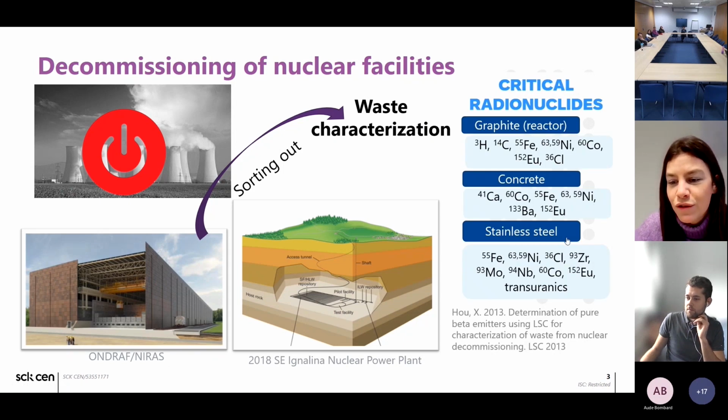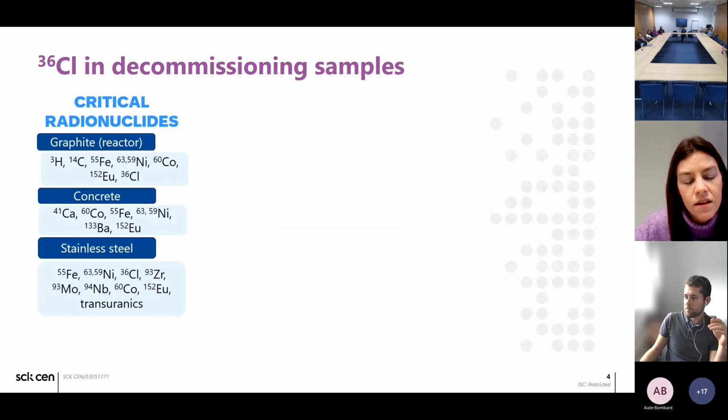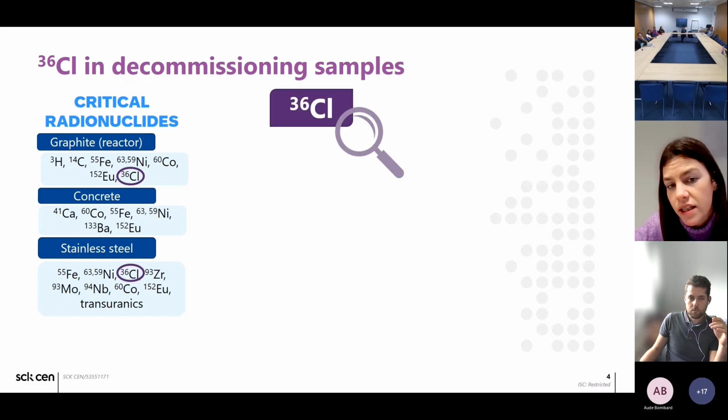And if we go to the literature, we can see that there are some critical radionuclides already reported that must be determined in order to comply with the legislation in different types of matrices. So from the list of radionuclides, we can find chlorine-36, which is the target of this project.